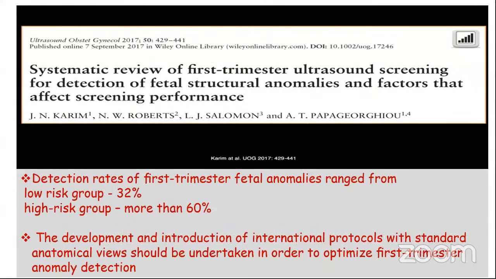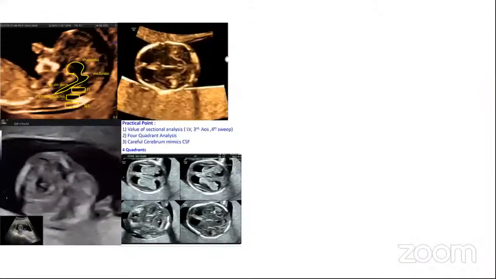So this study, which was published by Karim et al. in 2017, showed that detection rates for first trimester anomalies ranged from 32% in the low-risk group to as high as 60% in the high-risk groups. And that's why we need good international protocols with standard views to optimize our detection.